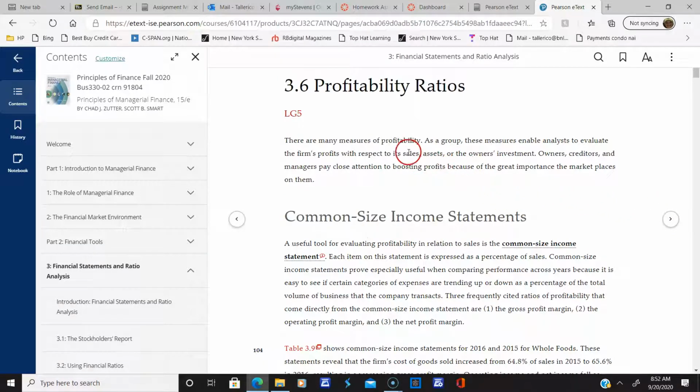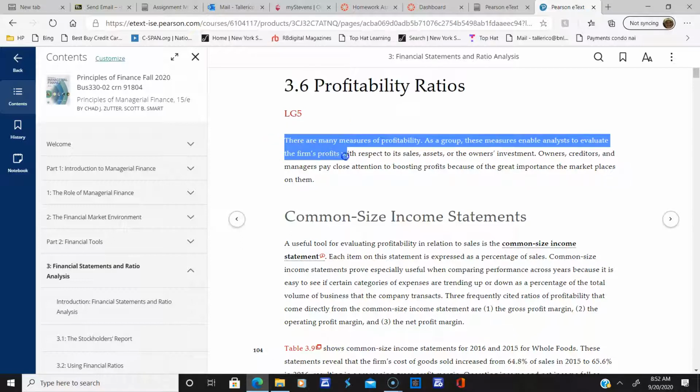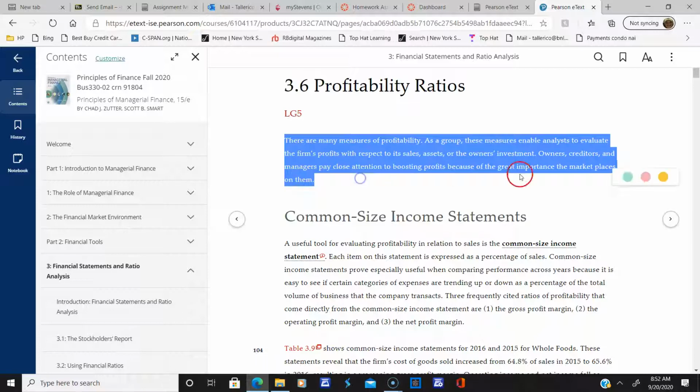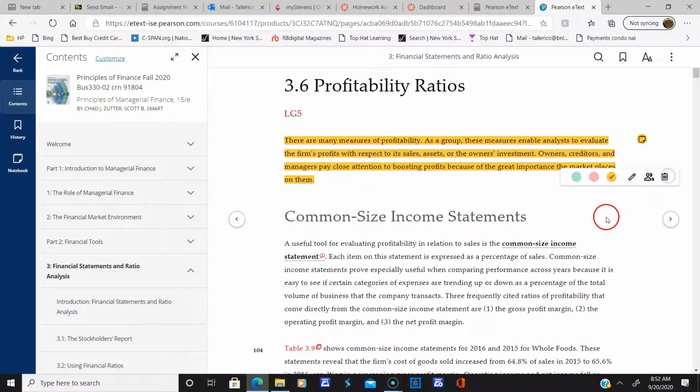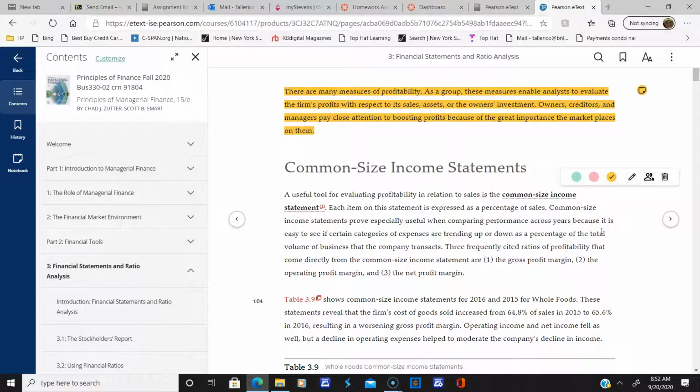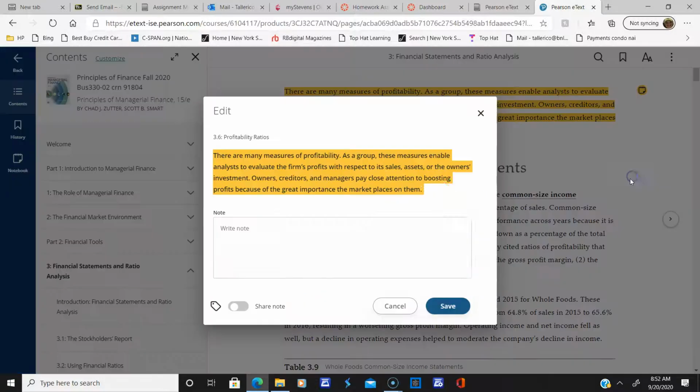All right, so let's look at the profitability ratios now. There are many measures of profitability, and this is going to tell you how much money you're making, okay? One of the methods used is called a common size income statement here. And I'm going to highlight that.